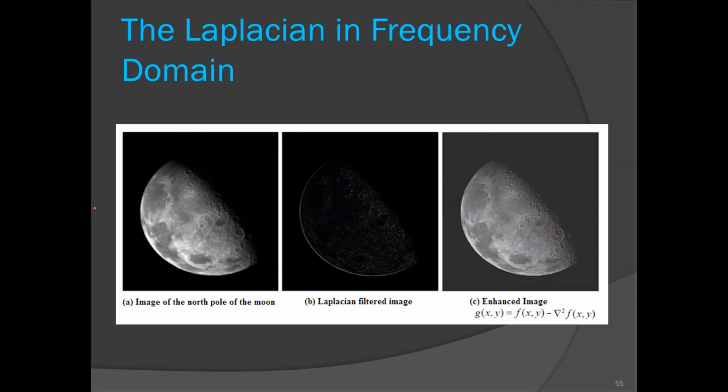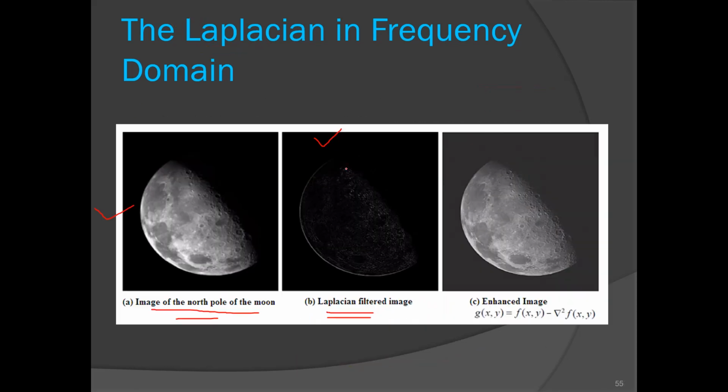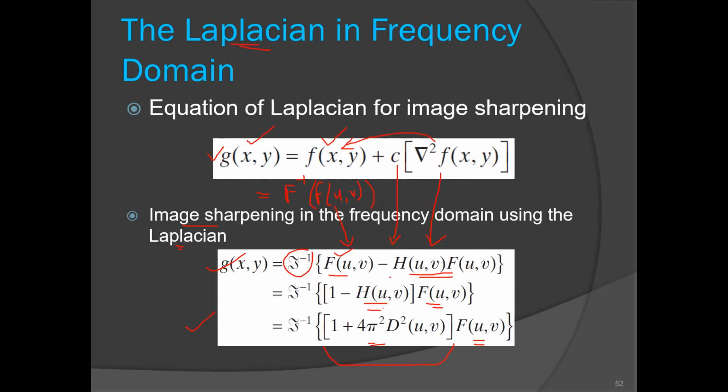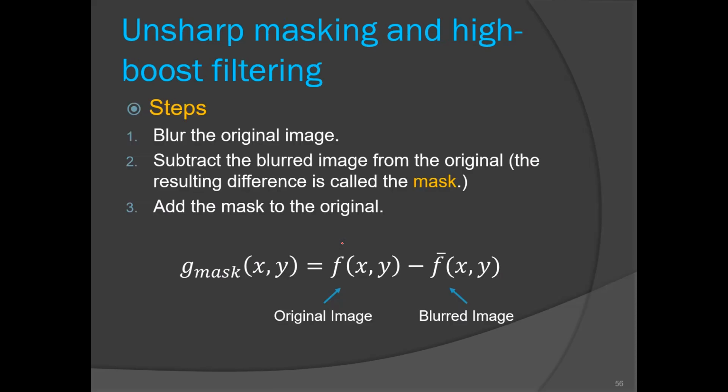So this is our original image of the north pole of the moon. This is the Laplacian filtered image. This is the image that we obtained using this. If you apply this filter, this is the result of this equation, and if you implement this equation, you will get this sharpened image. So this is regarding Laplacian filtering in frequency domain.